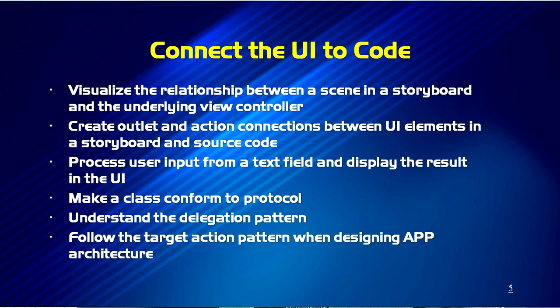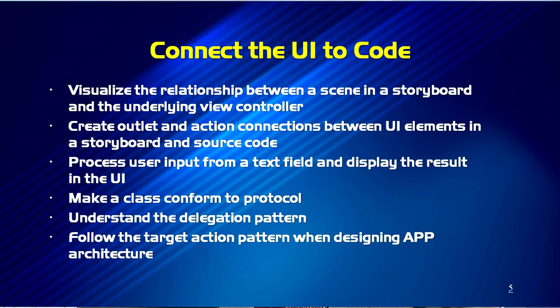So, first create outlet and action connections between the user interface elements in a storyboard and source code. Then process user input from a text field and display the result in the user interface. Whenever the user enters a particular food item, or enters the address where the food needs to be delivered, that data needs to be shown on the app for confirmation to the customer.